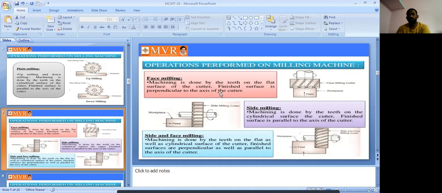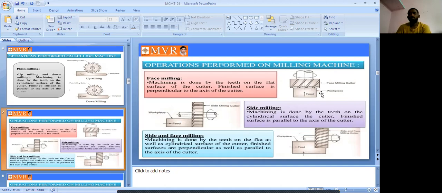Okay, so machining is done by the teeth on the flat surfaces of the cutter. It is one of the flat surfaces of the cutter. So this is the workpiece, see here. These are face milling cutters. This one is the cutter, and this is the workpiece. So here the machining is done by the teeth. What does the machining here? The teeth do it. The machining is done by the teeth on the flat surfaces of the cutter.